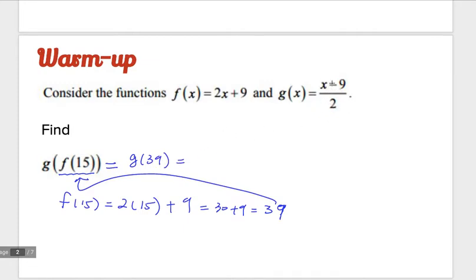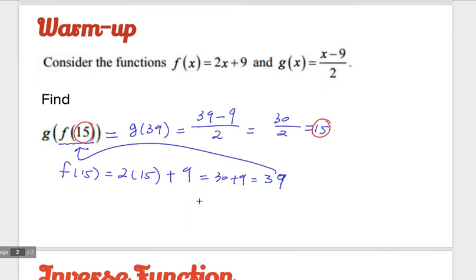So this function says some input minus 9, divided by 2. So the input is 39, minus 9, over 2. 39 minus 9 is 30. 30 divided by 2 is 15. So if you look closely at this value, the input was 15, and the final output goes back to 15. So this is actually related to what we are going to introduce in this topic, called inverse function. It's like after a series of functions, we go back to itself.